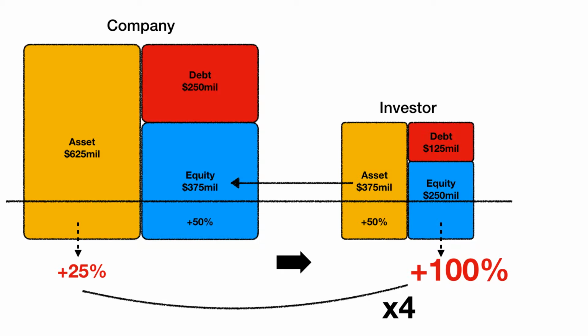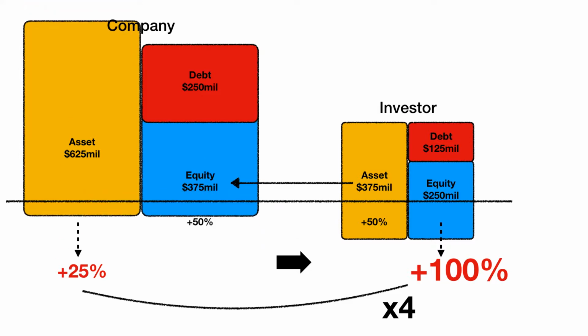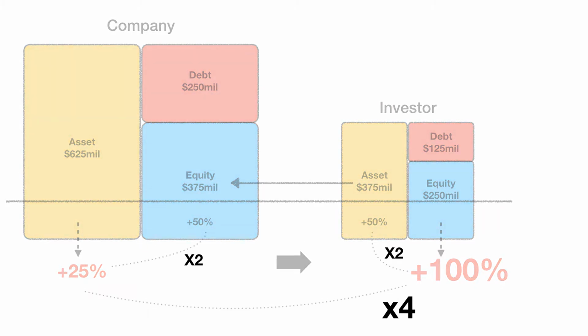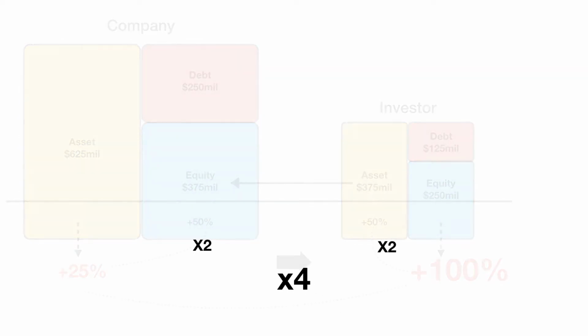Why is that? The company's equity is 2 times more sensitive than the company's assets. Likewise, the investor's equity is 2 times more sensitive than the investor's assets. Because the company's equity and the investor's assets are equal, we multiply these two, then we get the multiple leverage of 4 times. 2 times 2 equals 4. It is important to understand that the leverage effect multiplies.